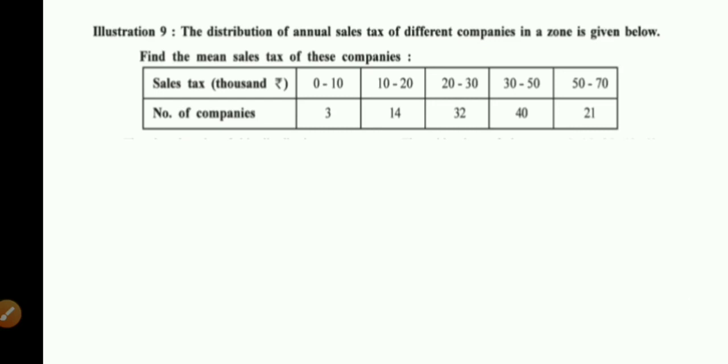So here classes are given and fi is given. We have to solve the sum by two methods: one is the shortcut method and another is the simple method. In the simple method, we have to find the mid value, that is xi, and then multiply it with fi, giving fi xi. But here I have solved this sum with the shortcut method. Let us have a look.